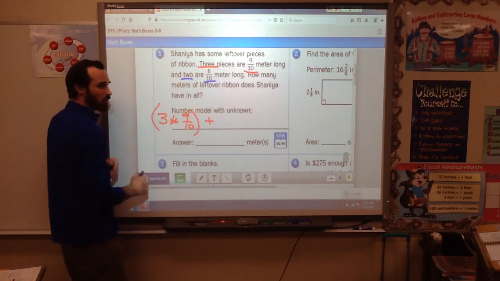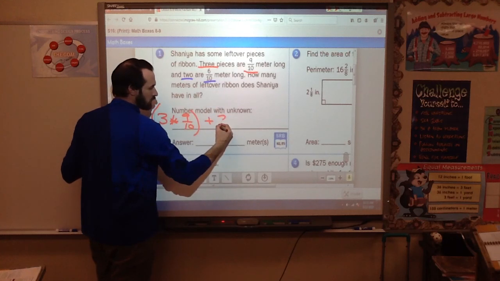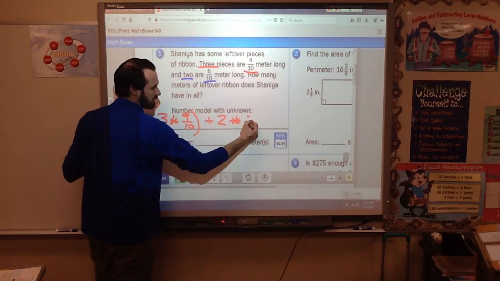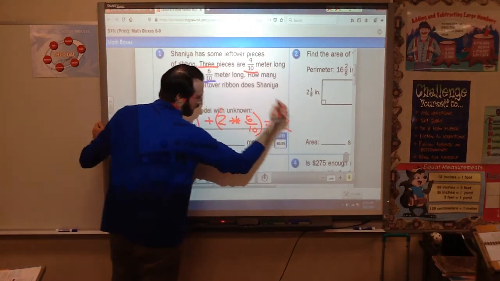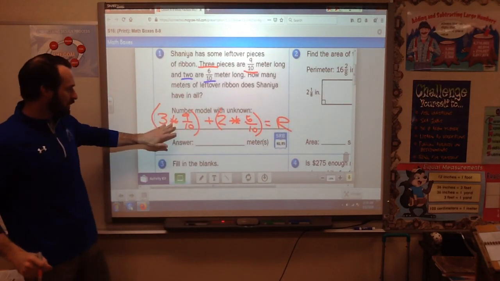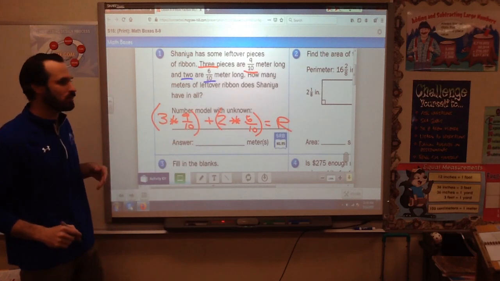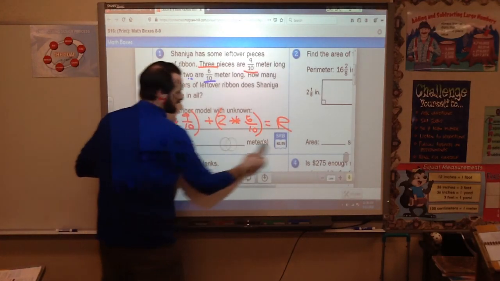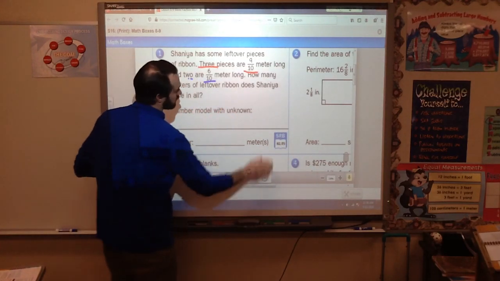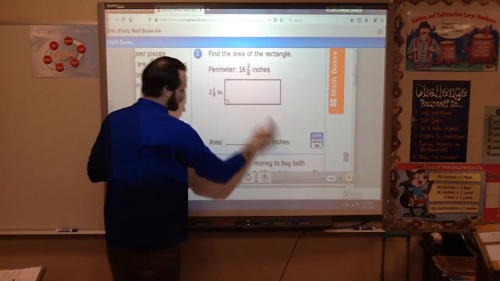So you try that on your own. Pause me and try that. It should be 2 times 6/10. And that's going to equal, I'm going to use R for ribbon. So multiply, multiply, add them together, and then you're probably going to have to make it a mixed number and not an improper fraction when you add. You're going to get an improper fraction.